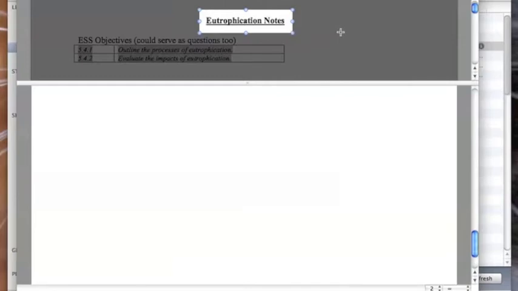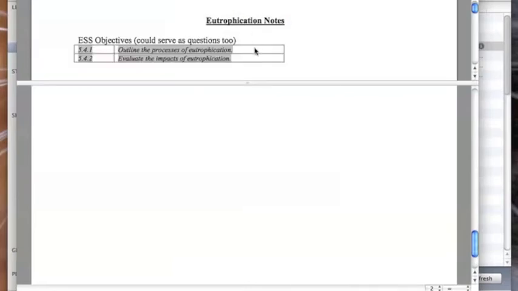Welcome back. Today we're going to talk about eutrophication. As we study eutrophication, I'd like you to keep these two questions in mind as we go throughout the notes today. First, by the end of this lecture, you should be able to outline the process of how eutrophication occurs, and you should be able to discuss the impacts of what leads to eutrophication and what would happen as a result of an aquatic ecosystem becoming eutrophic.